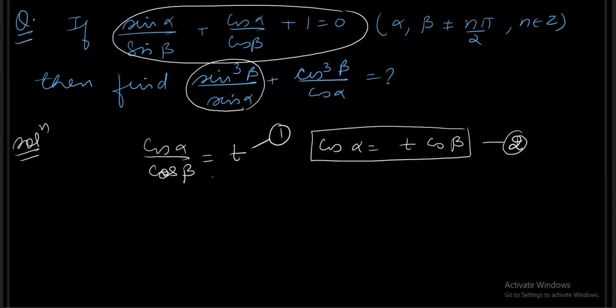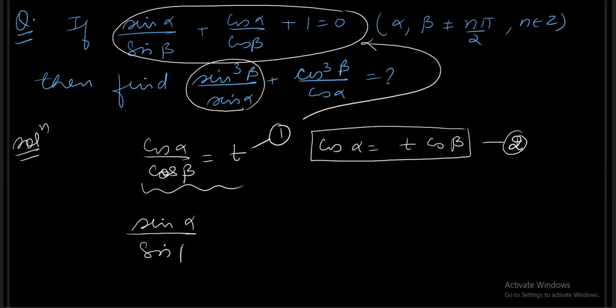अब ये value, that means keeping this value in the relation that they have given, will give me the value of sin alpha by sin beta, which will be -1 minus t. This is the third relation that I am getting over here. Correct? Okay, now what you need in the question is actually the value of sin beta upon sin alpha, or sin square beta, cos alpha. All these values are required.